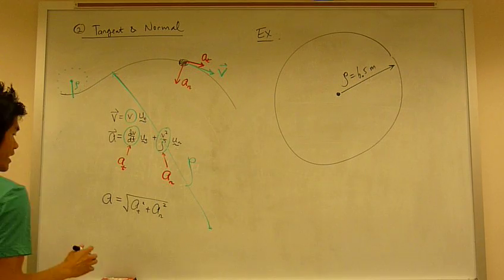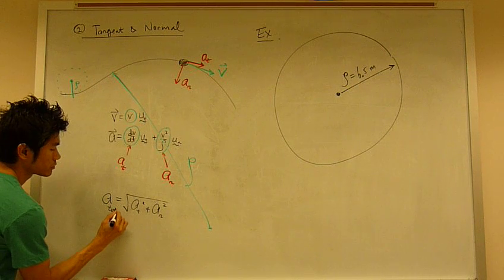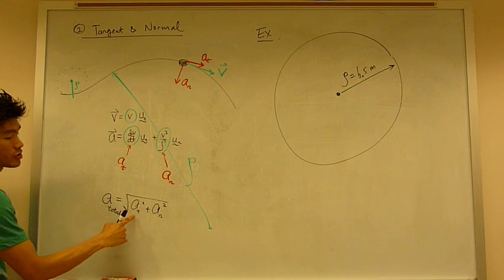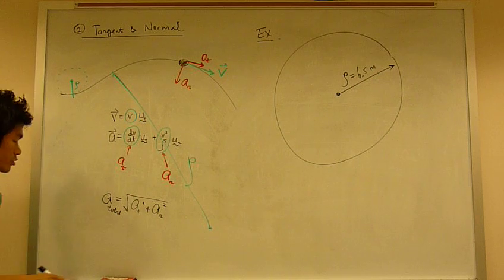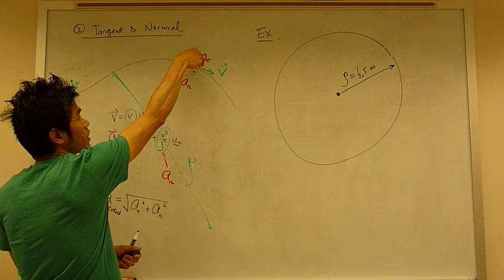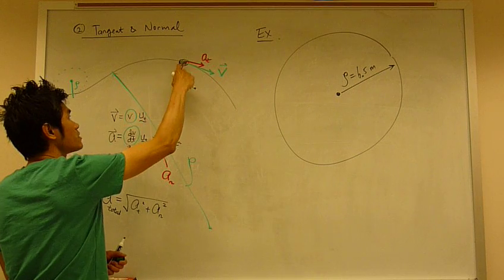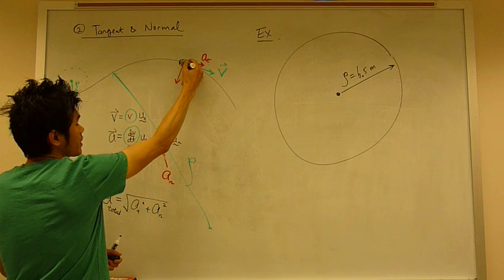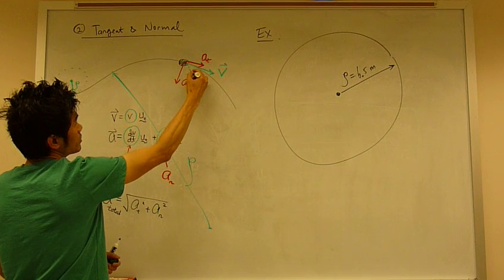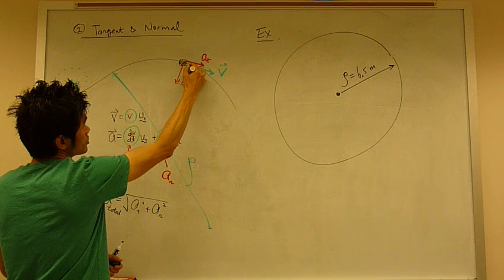One more thing I'd like to point out is that this is the total acceleration. Okay? So the magnitude of the total acceleration is the square root of at squared plus an squared. at has the magnitude of this much, an has the magnitude of this, so the magnitude of a total would be this much.